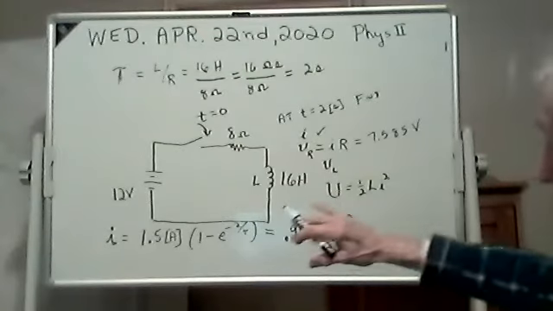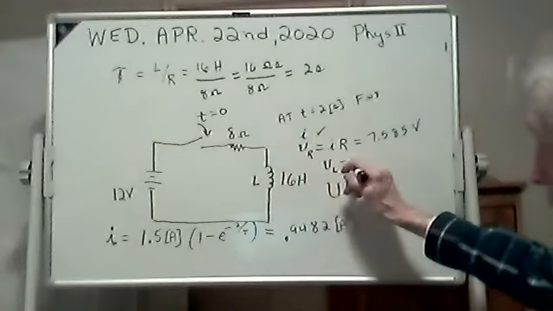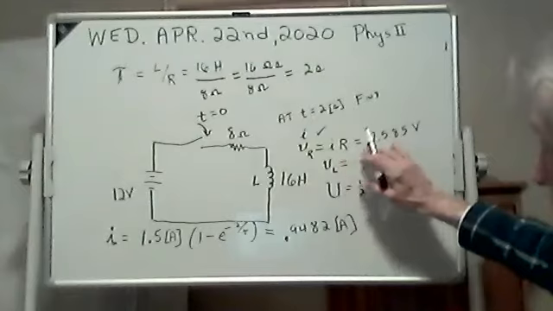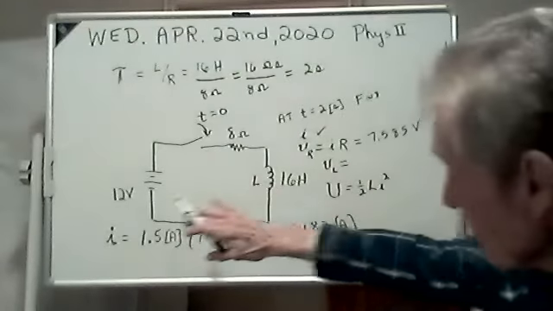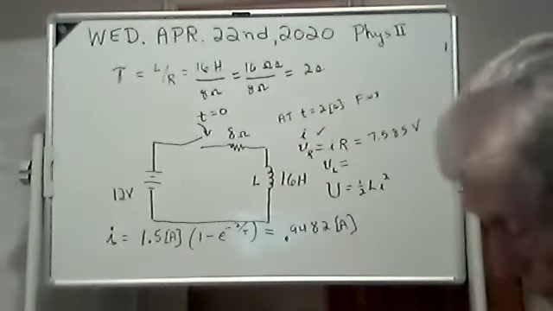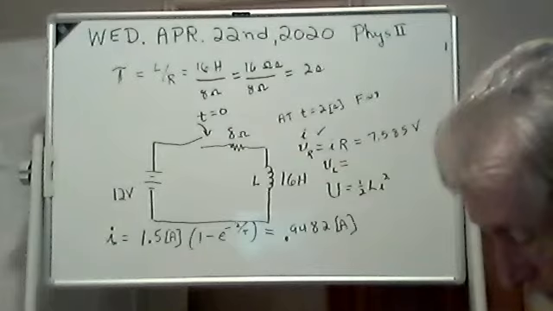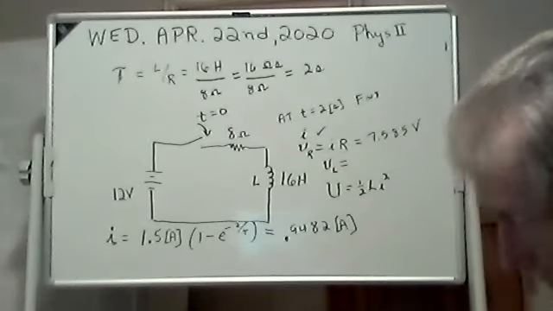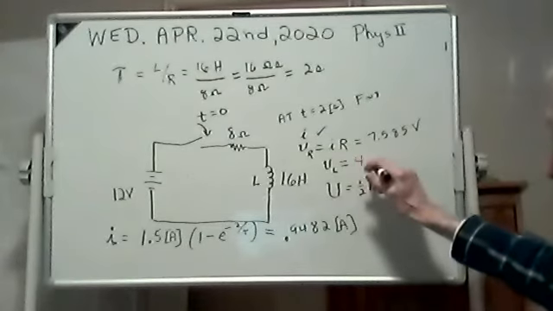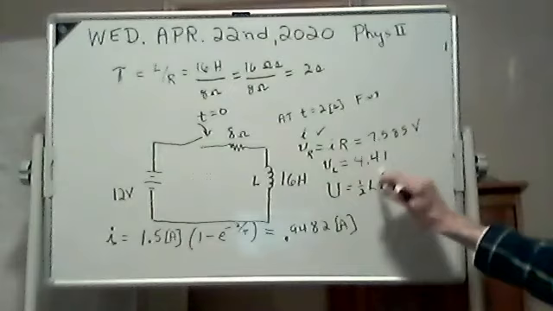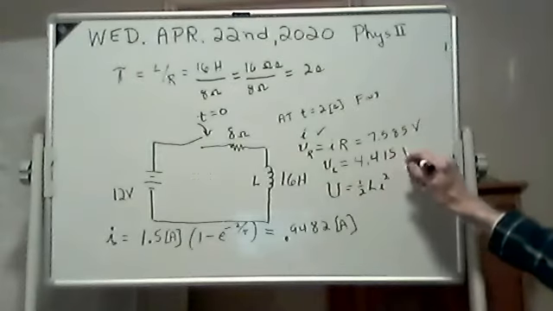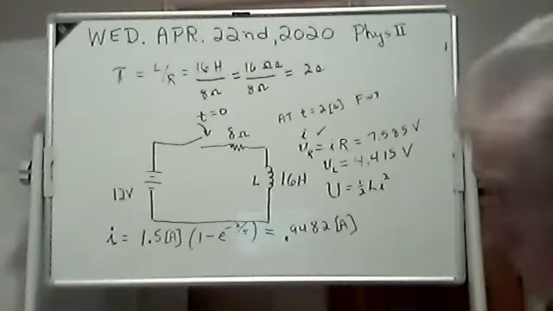Okay, now we're going to get the voltage on the inductor. Well, you see that plus this has to add up to 12. Just subtract that from 12. Did you get 4.41, I don't know, 5 volts? We just got the voltage on the inductor.